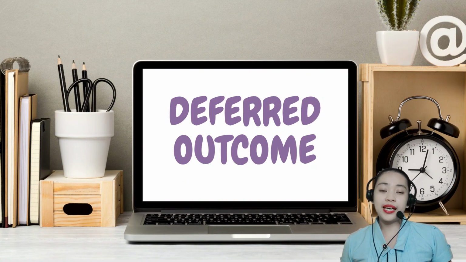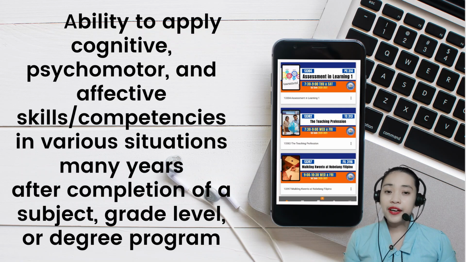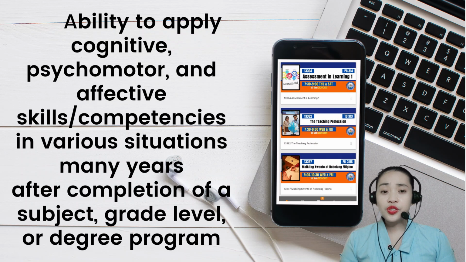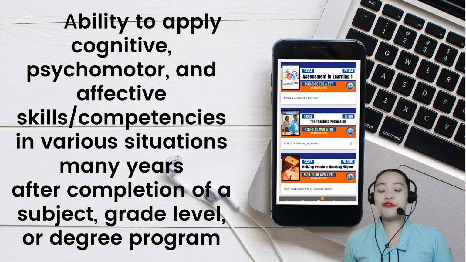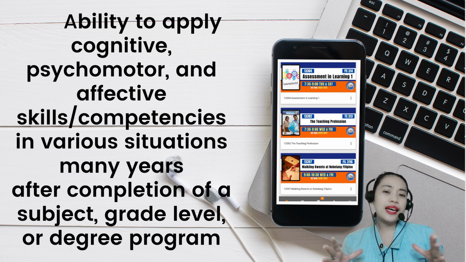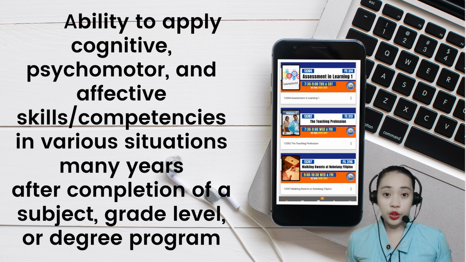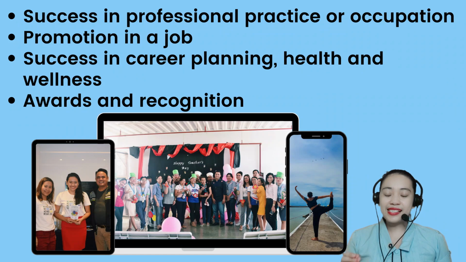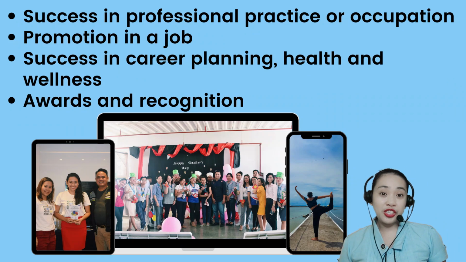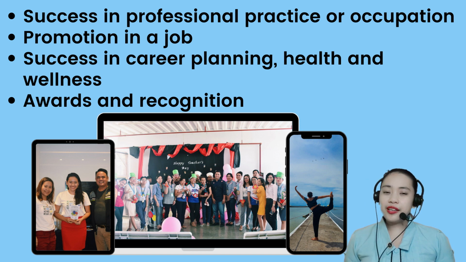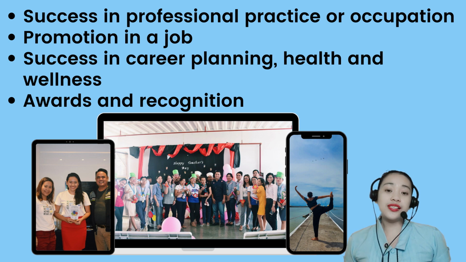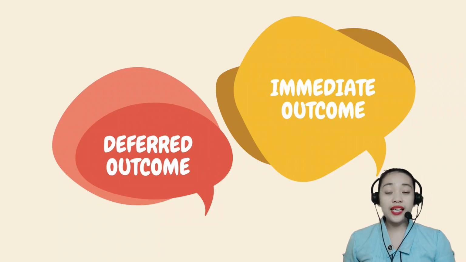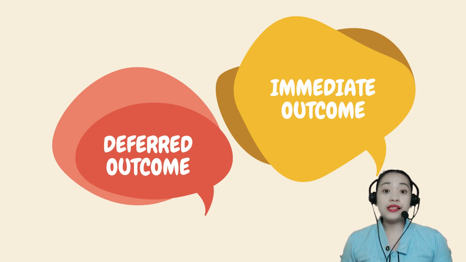While deferred outcome is the ability to apply cognitive, psychomotor, and affective skills or competencies in various situations many years after completion of a subject, grade level, or degree program. So it would take us a long years to observe these outcomes. Examples, we have success in professional practice or occupation. Second, promotion in a job. Third, success in career planning, health, and wellness. And fourth, awards and recognition. So again, when we say immediate outcome, the outcome happens immediately.